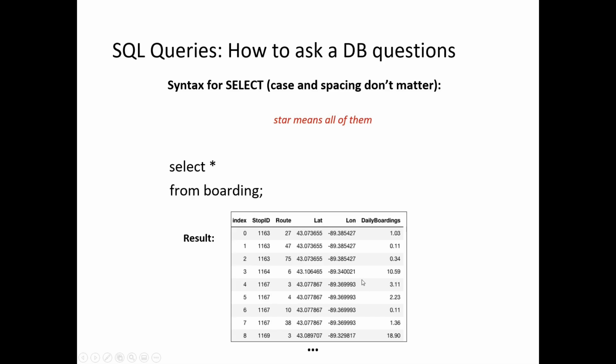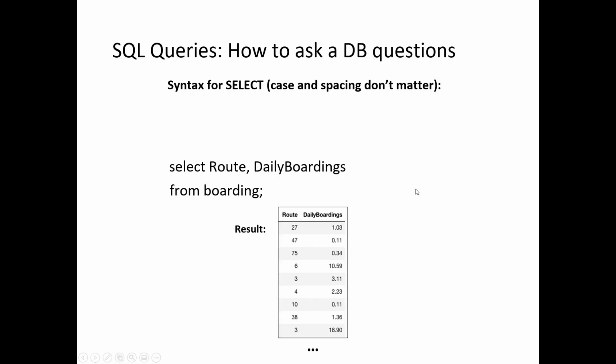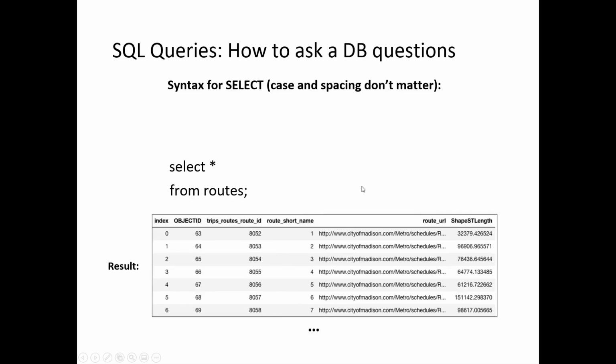So here's the resulting data frame produced by Pandas with index, stop ID, latitude, longitude, route, number of people that got on. Now, if I really only care about daily boardings, I can just put that in. If I want to know which route they belong to, I can just make a list of things that I care about, and it'll create a new data frame for me with these columns.